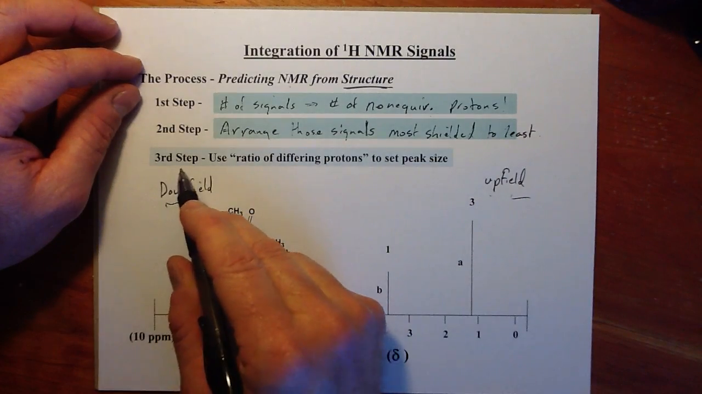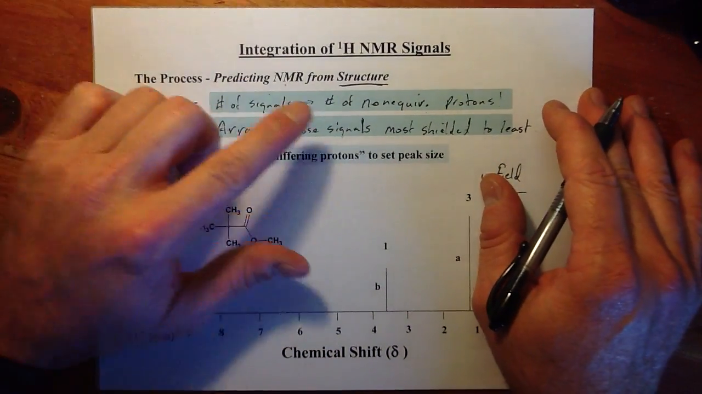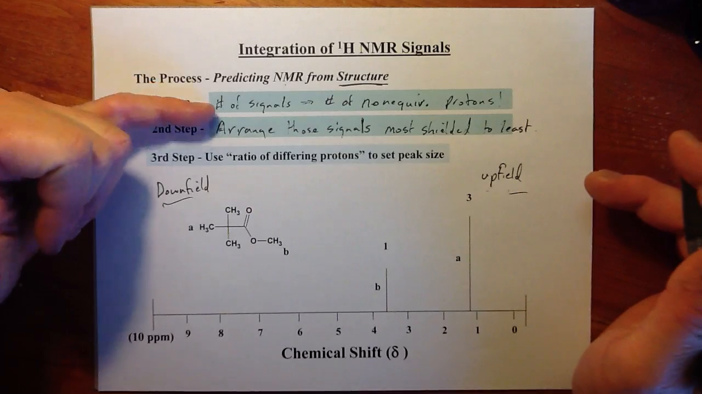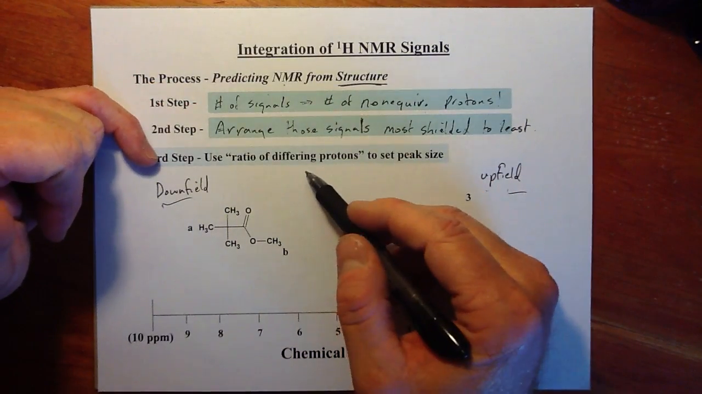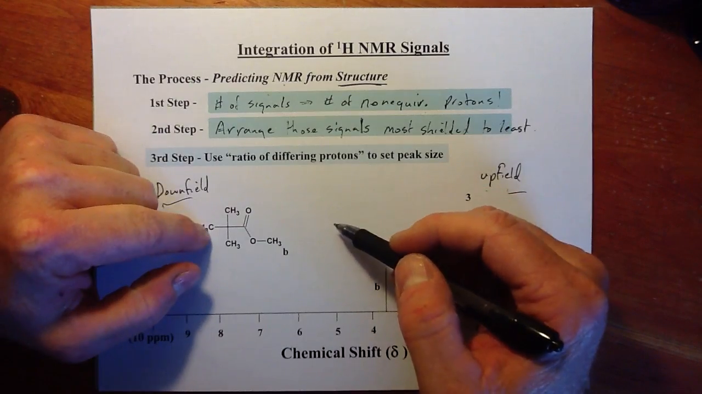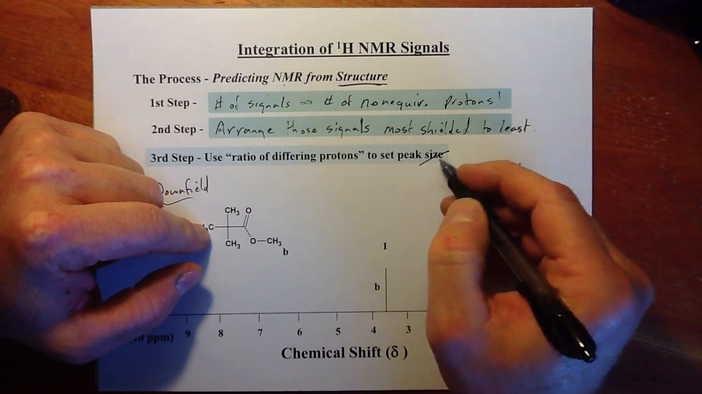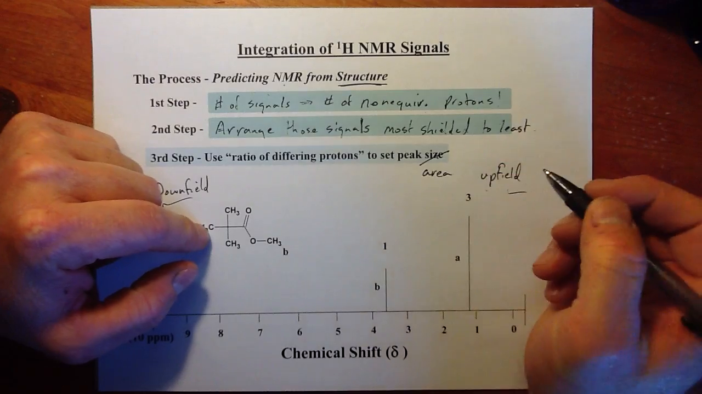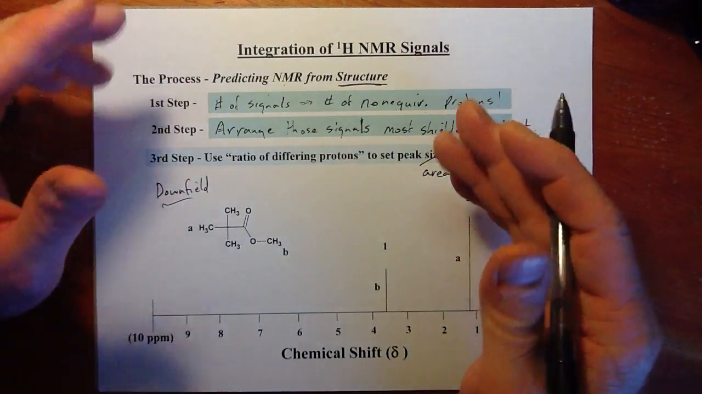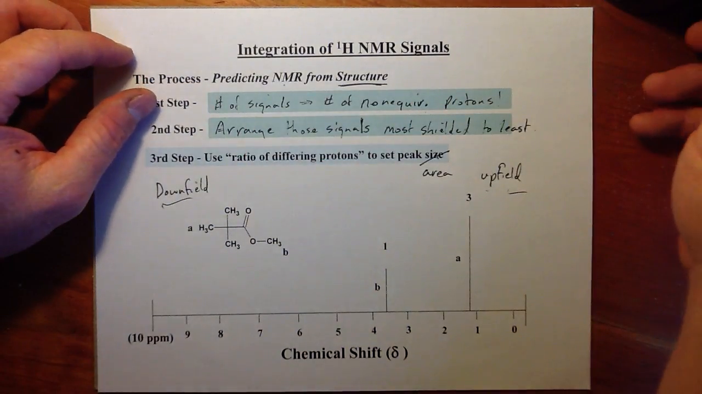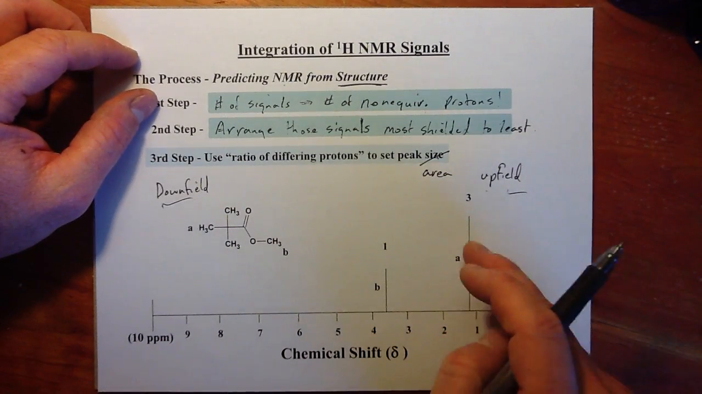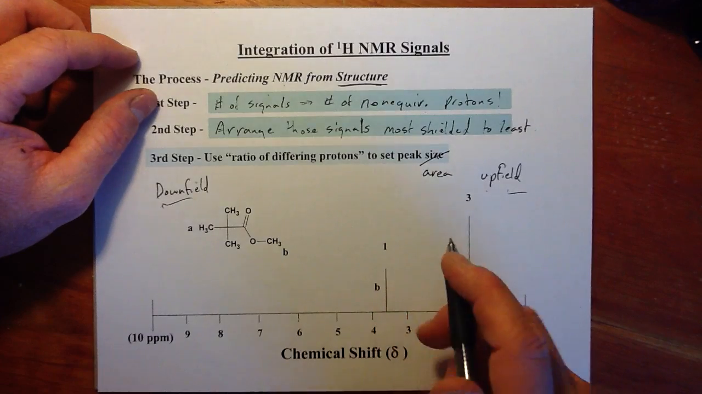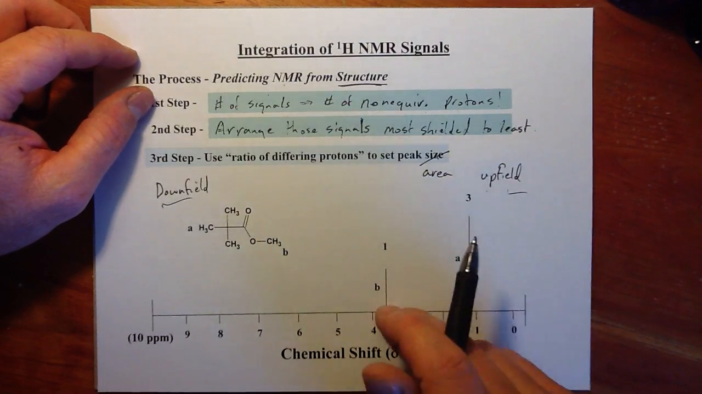So let's move to our third step in this process of going from structure to spectra. Number of the signals, arrange the signals, and then use the ratio of differing protons in the structure to set, I should say, peak area, not size. But here the peaks we're saying are so thin, or narrow in their distribution, that we're going to just look at the size of these two signals.